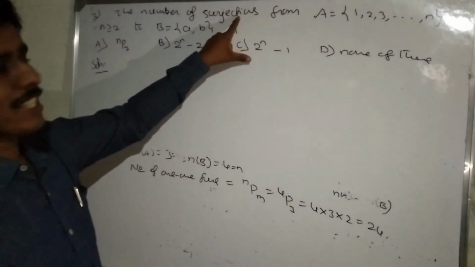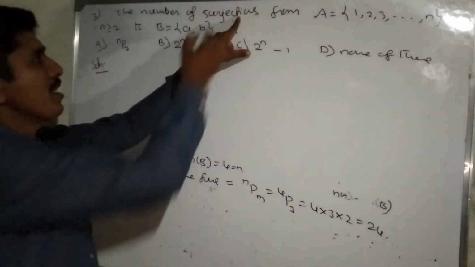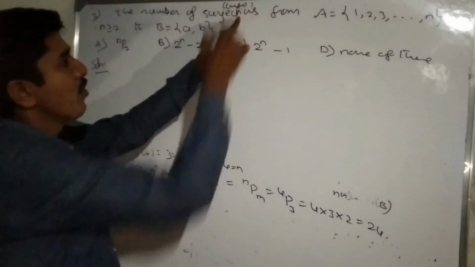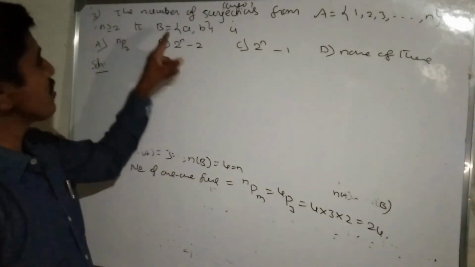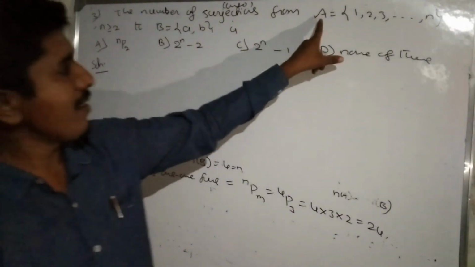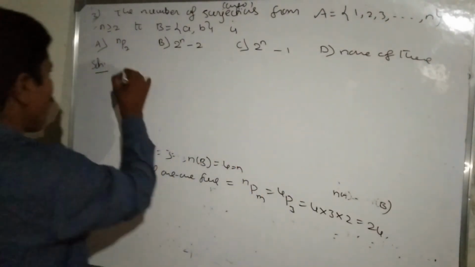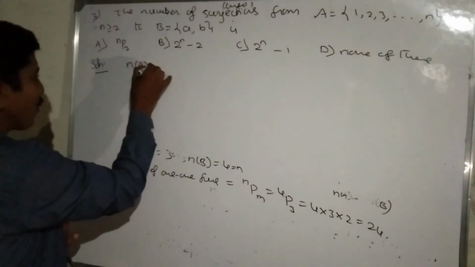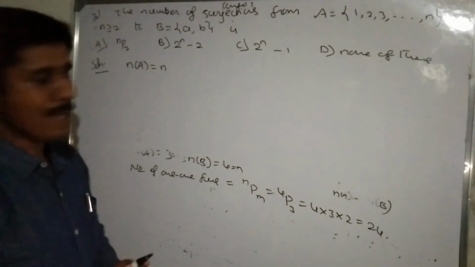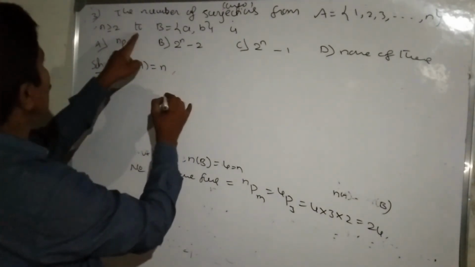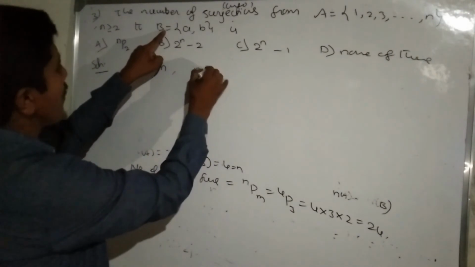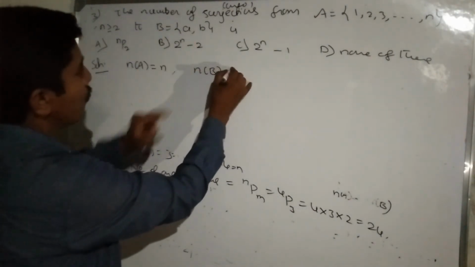Number of surjections means onto functions. This is an onto function from set A to set B. Here, how many elements do we have in set A? Set A contains n elements, so the number of elements in set A equals n. In set B, the number of elements equals 2.